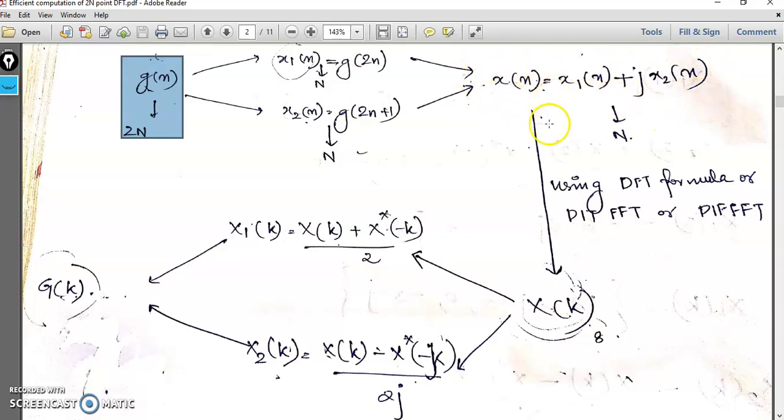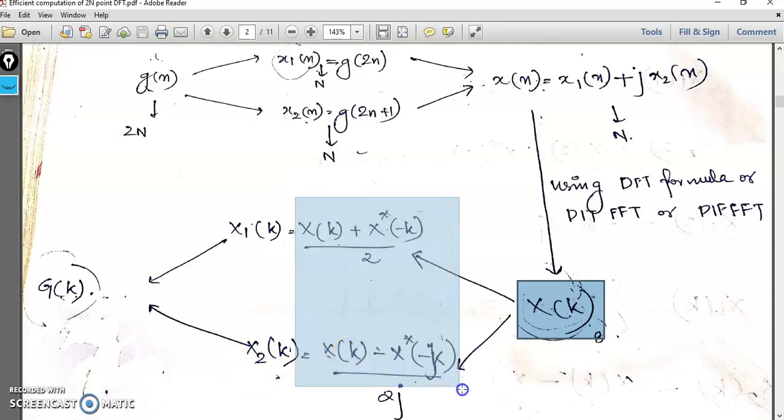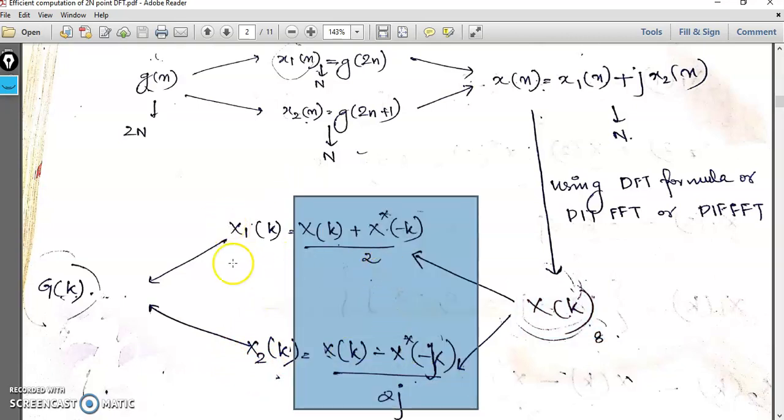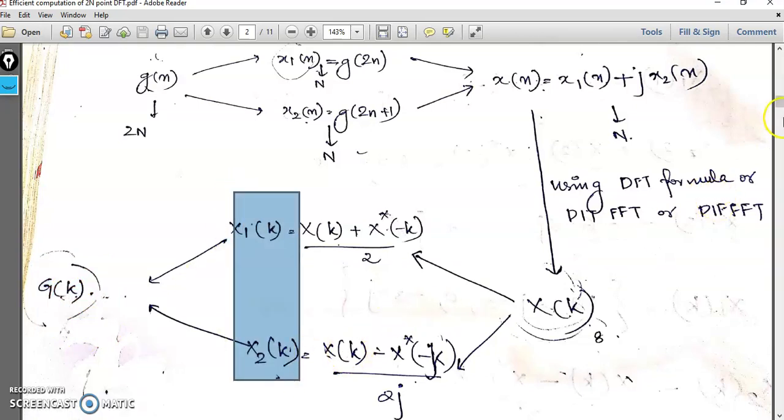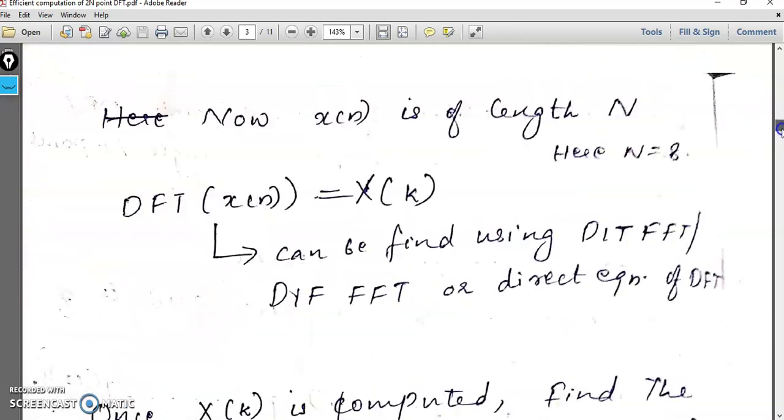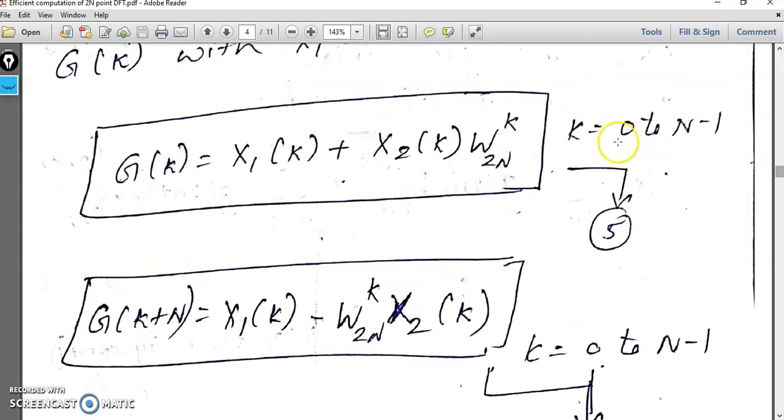From this x of n, you can compute the value of x of k using an N point DFT algorithm. It may be DIT FFT or DIF FFT or the normal equation. Then from x of k, you can compute the values of x1 of k and x2 of k using this equation. Finally, we can find the value of g of k, a 2N point sequence, from x1 of k and x2 of k using this equation.